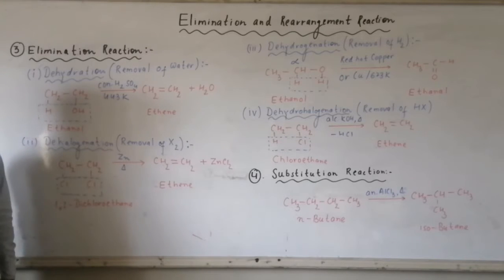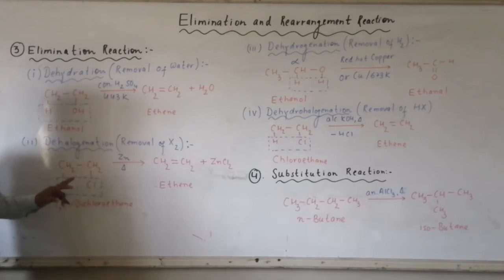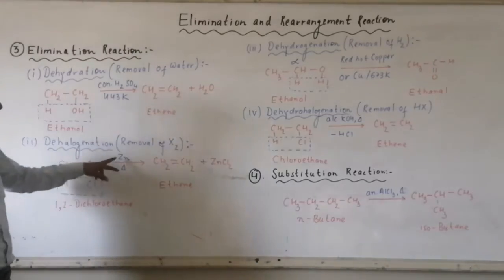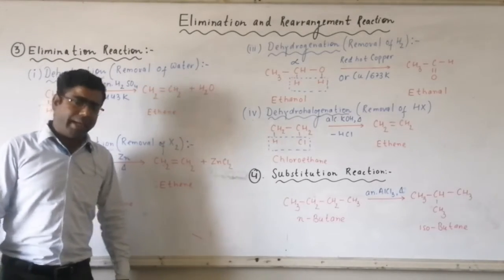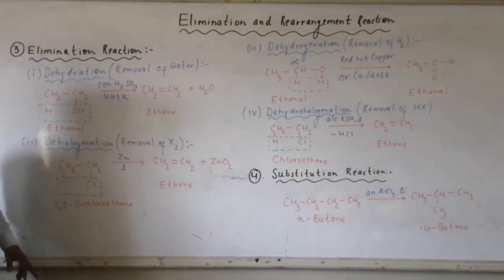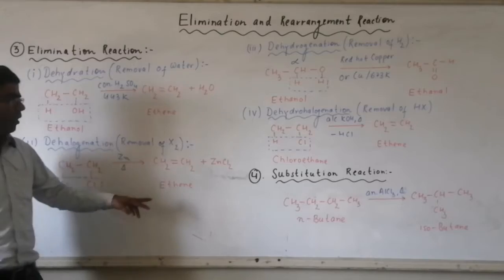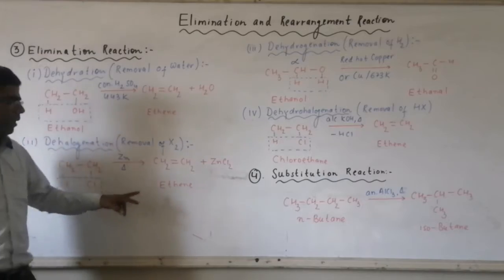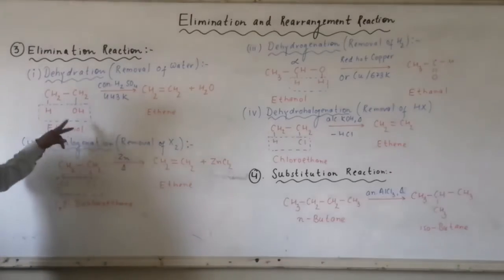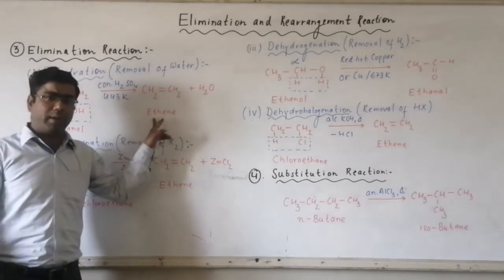So when vicinal dihalide or 1,2 dichloroethane is heated in presence of zinc, then Cl from first carbon and Cl from second carbon will be removed as Cl2. This chlorine will react with zinc, as a result of which zinc chloride will be formed as a side product, and double bond will be formed between the carbon-carbon atom, as a result of which 1,2 dichloroethane will be converted to ethene. Again, a saturated organic compound is converted into unsaturated organic compound.